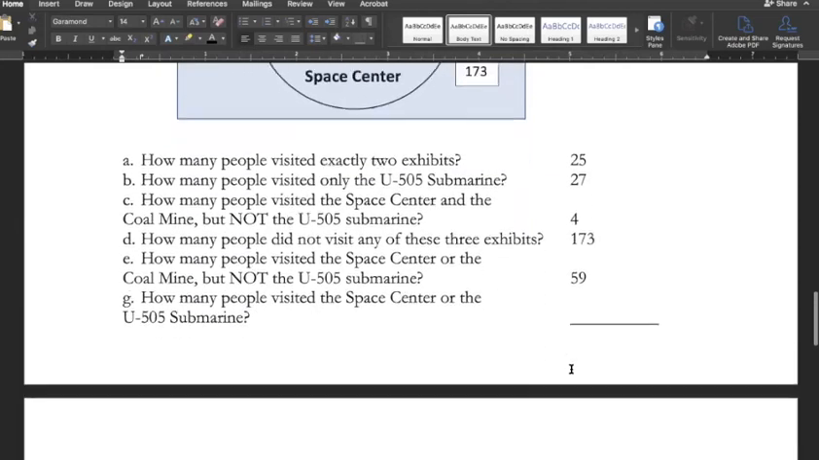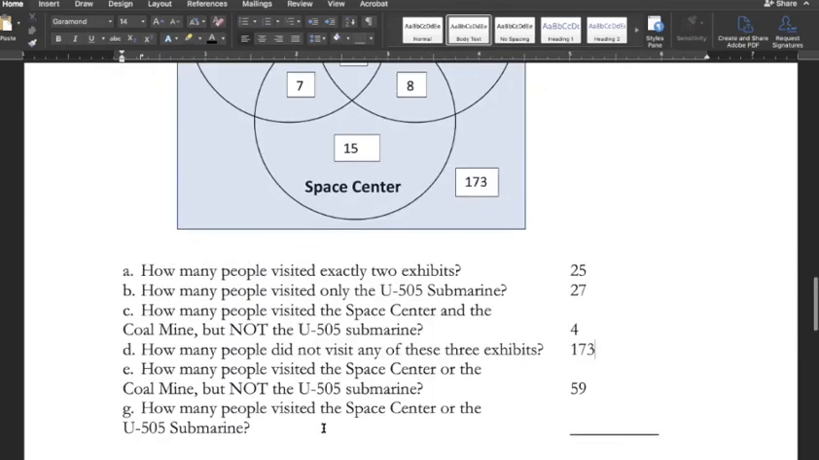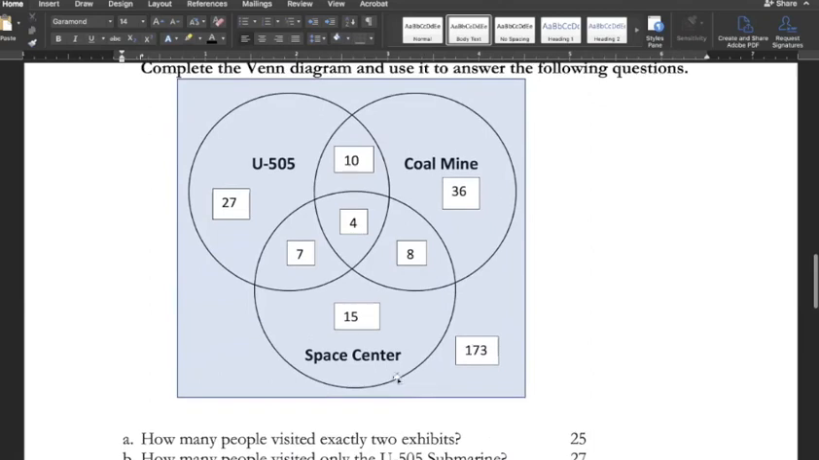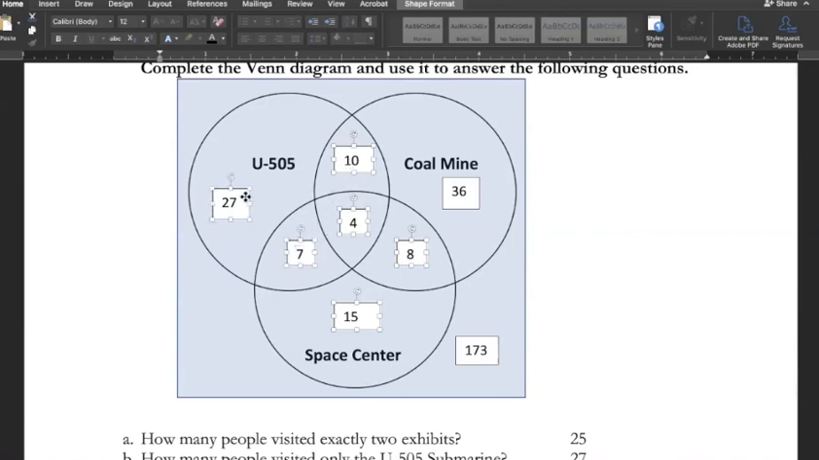And then the last question is, how many people visited the Space Center or the submarine? Space Center or the submarine. It doesn't exclude anything. So let's look at the people who visited the Space Center or the submarine. These people visited the Space Center or the submarine. These people visited the Space Center or the submarine. So did these people, and so did these people.